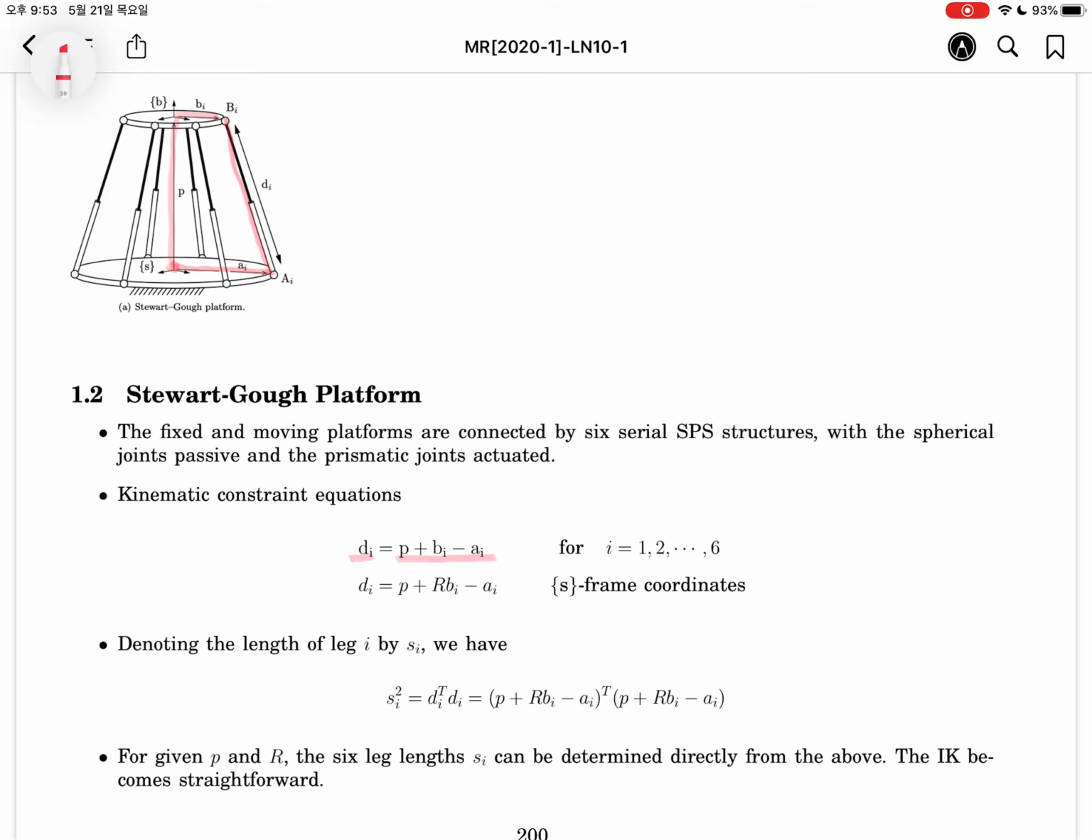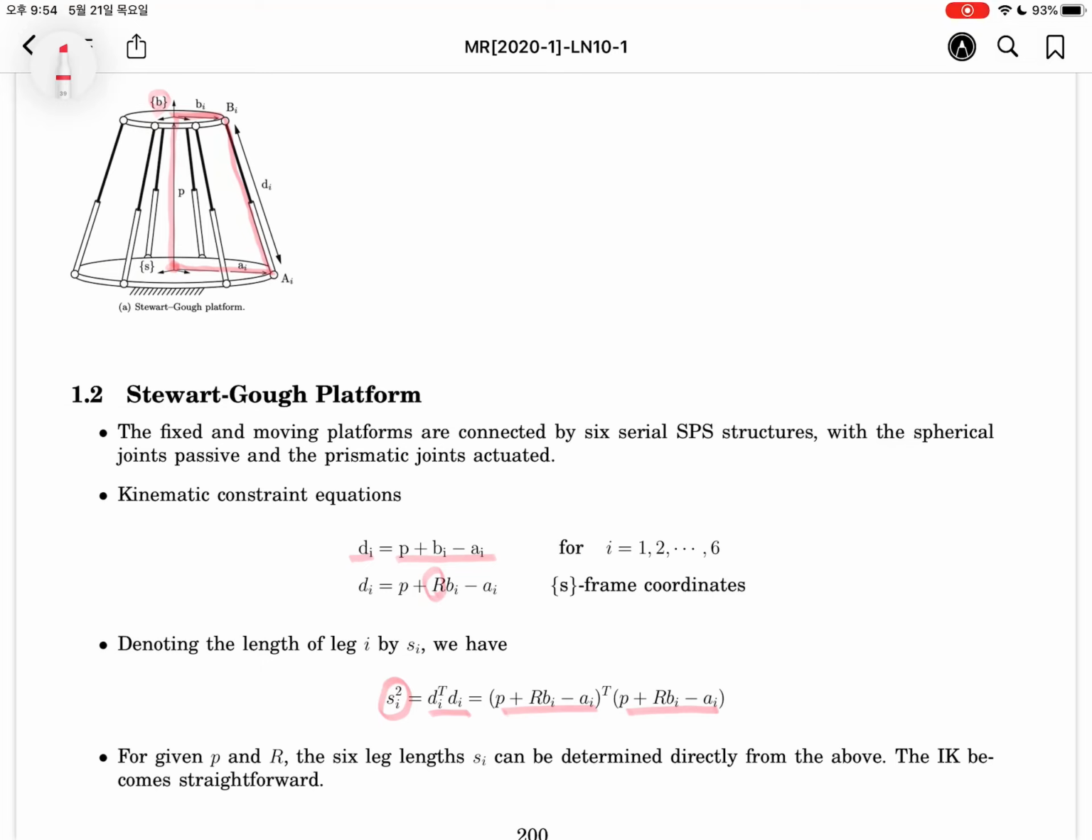Here the P vector will be denoted in terms of the body frame, so we should multiply the rotation matrix from S to B. So the rotation matrix appears here. Similar to the previous example, the leg length squared will be D transpose D. It can be obtained from these two equations.